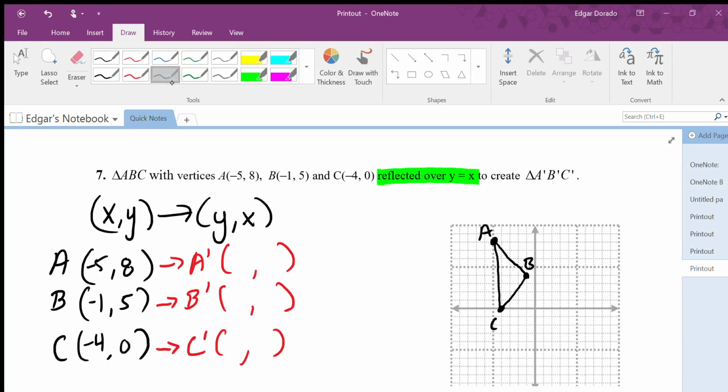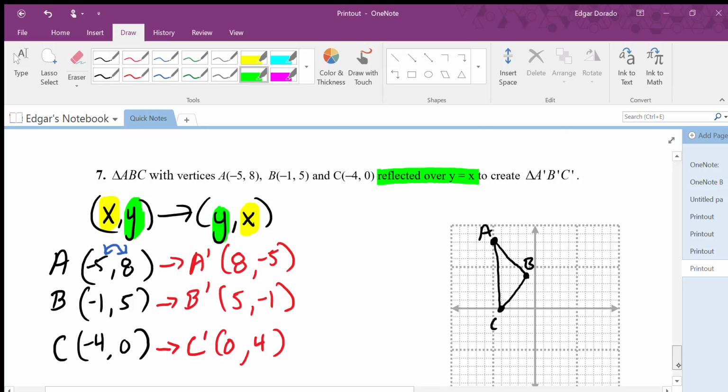So what does that mean? That means I basically have to flip-flop these. So this is really going to be 8 comma -5, 5 comma -1, and 0 comma 4. Notice they all flip-flop, guys. That's happening here. My x's are on the outside, and my y's are on the inside.